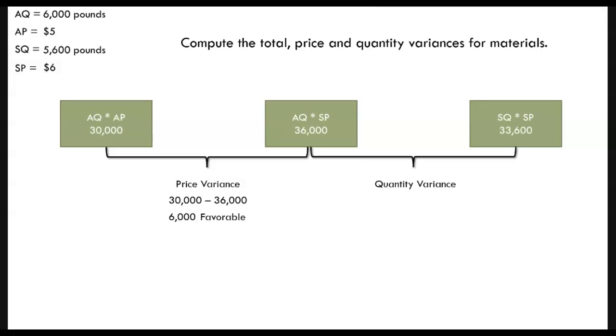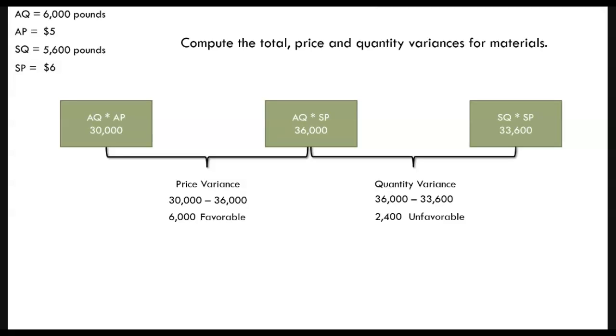Then we can find our quantity variance. So once again, we just want to subtract our two amounts, 36,000 minus 33,600. And we get this difference of 2,400. Once again, we need to find whether this is favorable or unfavorable. So we're going to compare our quantity amounts. We see in the upper left that our actual quantity is 6,000 pounds. Our standard quantity is 5,600 pounds. So we expected to have to use 5,600 pounds of materials. We actually had to use 6,000. Since we actually had to use more than what we expected, that makes this unfavorable.